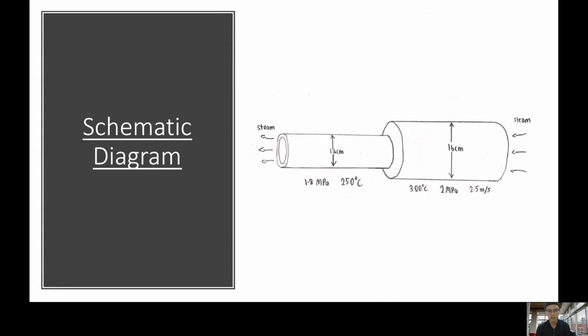Then the steam will exit through the smaller pipe with the diameter of 14 centimeter, and the exit conditions are 1.8 megapascal and 250 degrees Celsius. That's all from me. Thank you.